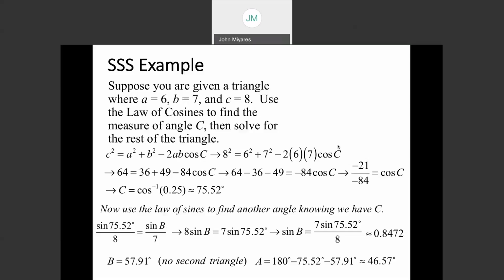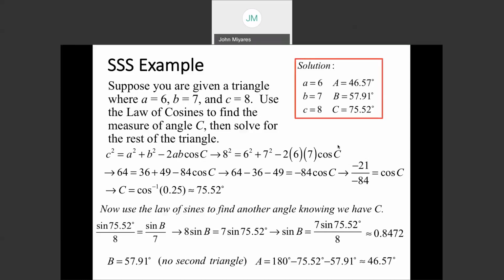So our final answer for the solution of the triangle is given in this box here. We have our three sides, A, B, and C, were given as 6, 7, and 8, and angles A, B, and C are given as shown. Again, notice the larger the side length, the larger the angle across from it.